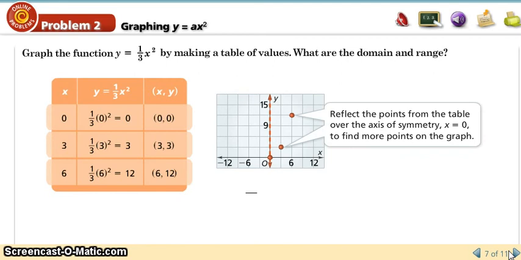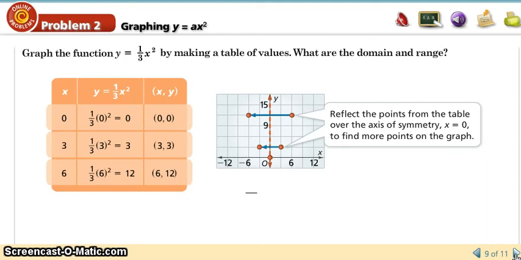Since this is a parabola, reflect the points from the table over the axis of symmetry, x equals 0, to find more points on the graph. That means it has to be symmetrical. So notice I went over 3, up 3. I have to do the same thing on the other side of my axis of symmetry to keep everything symmetrical. This dotted line here represents your axis of symmetry. It runs through your vertex. So over 3, up 3. The reflection of the point 3, 3 across the axis of symmetry is the point -3, 3. And the reflection of the point 6, 12 is the point -6, 12.